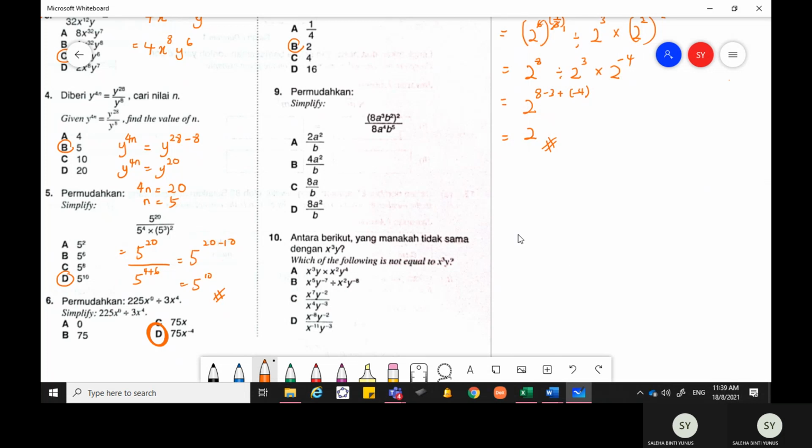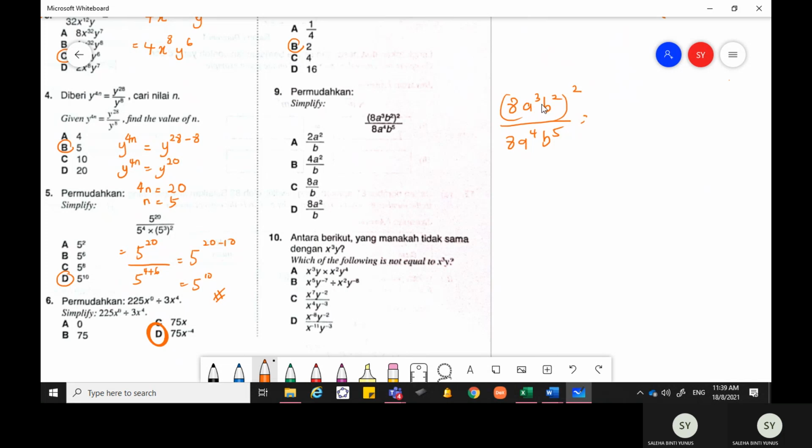Okay, question number 9. So this one, so yang ini kita simplify lah. Okay, so kalau ada bracket, kurungan, so kita kena settle dulu kurungan and then baru kita boleh simplify. Okay, so what we have. Okay, apa yang kita ada kat sini? 8a to the power of 3, b squared and then squared, 8 a to the power of 4, b to the power of 5.